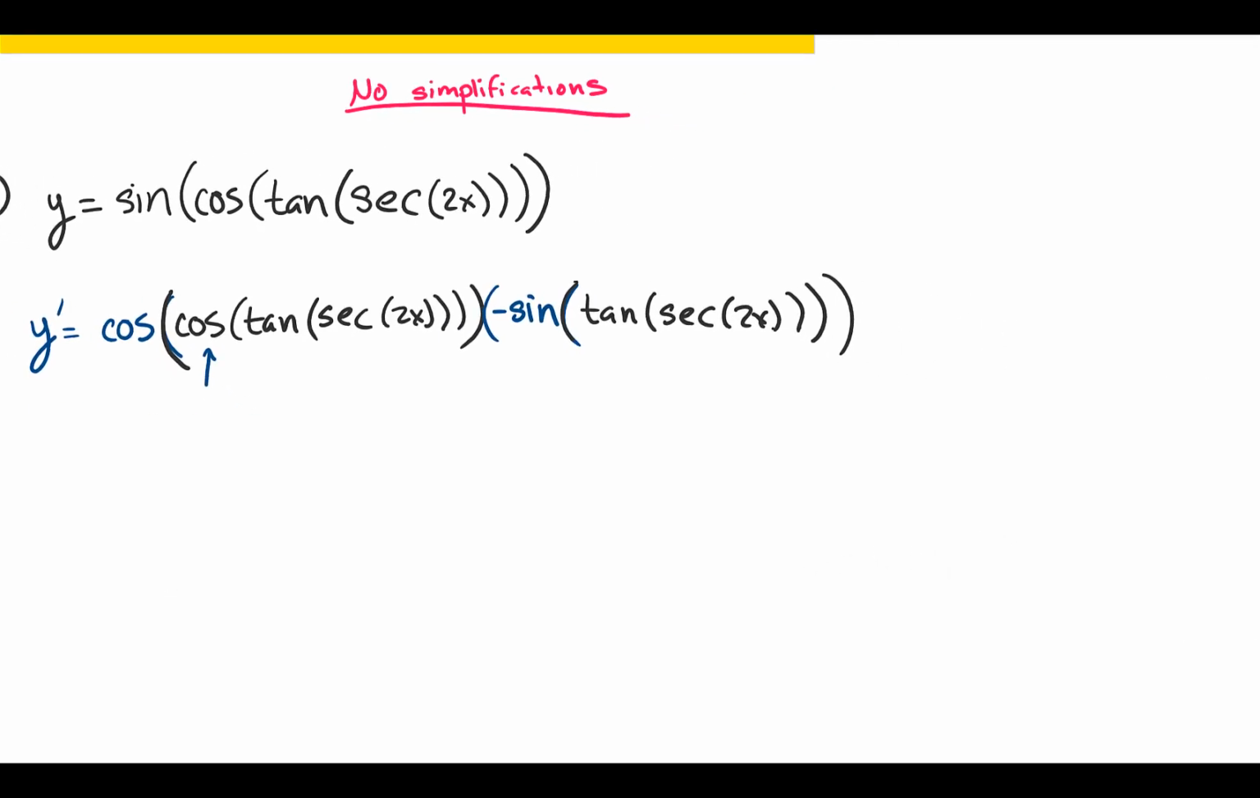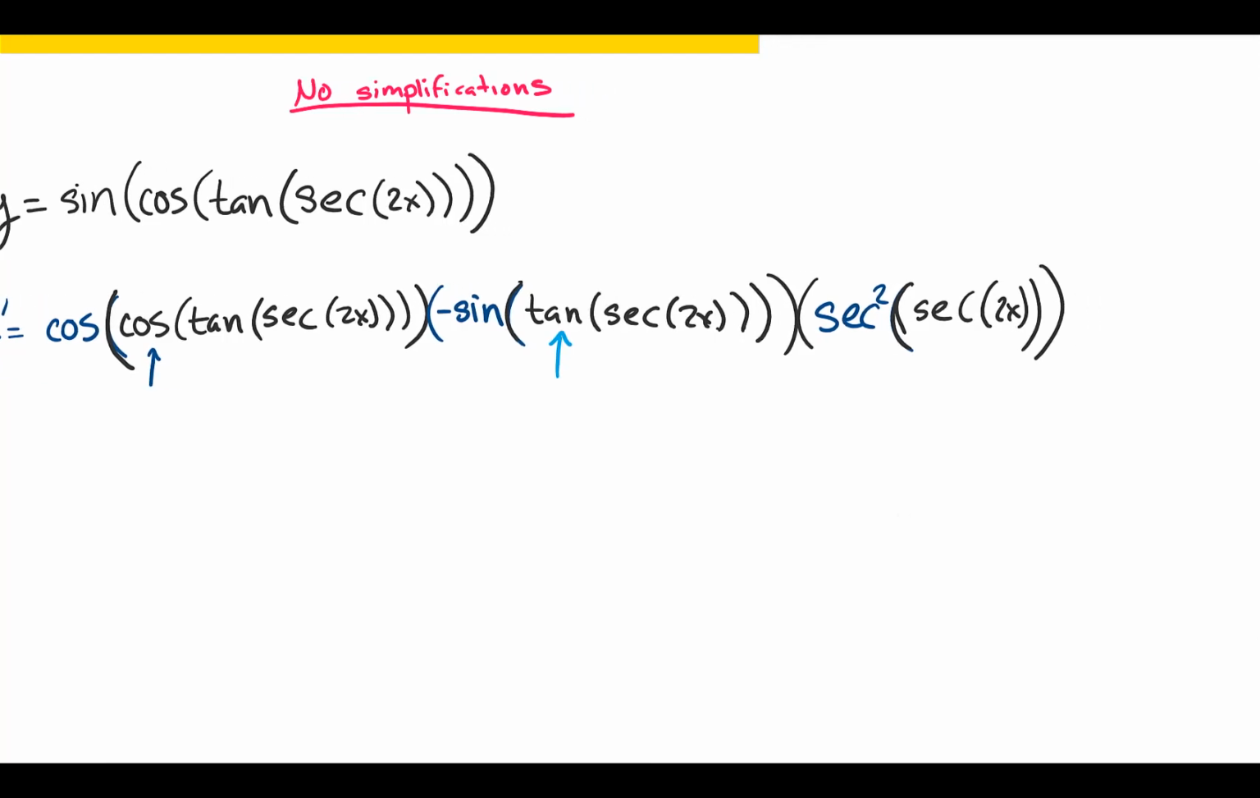We keep moving in. What's next? There it is. So now we'll take a derivative on tangent. That's going to be secant squared of, and what's left? Secant of 2x. We're not done. Let's move to the next.